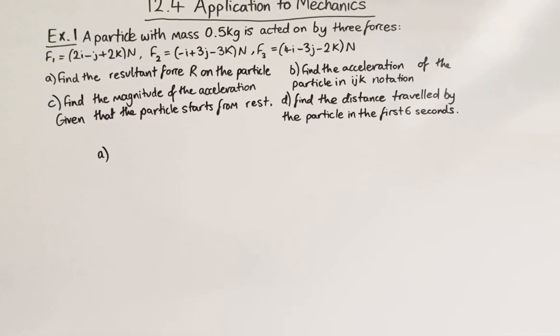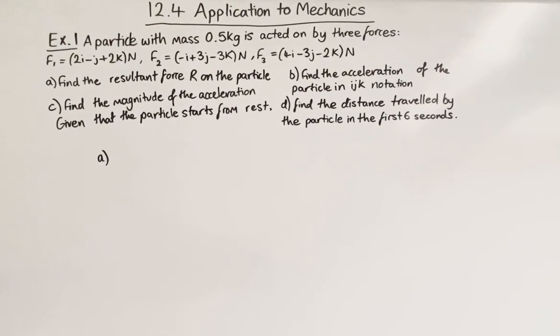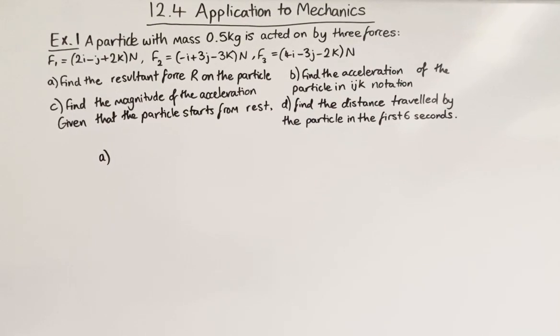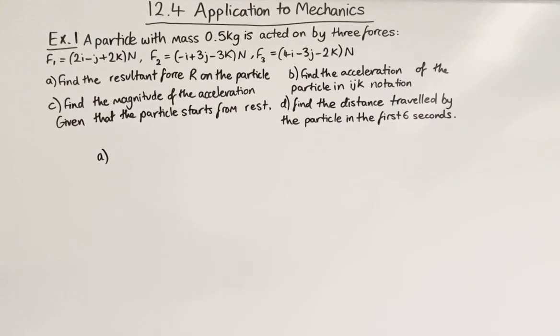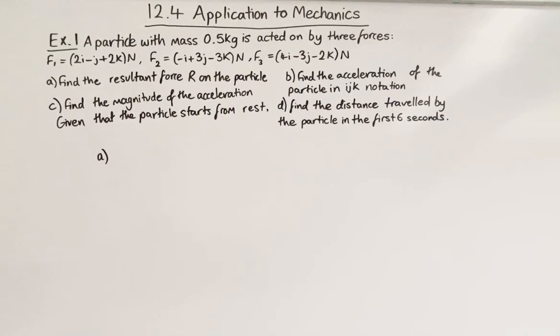F1 is equal to 2i minus j plus 2k newtons. F2 is equal to minus i plus 3j minus 3k newtons. And F3 is equal to 4i minus 3j minus 2k newtons. Part A. Find the resultant force R on the particle.